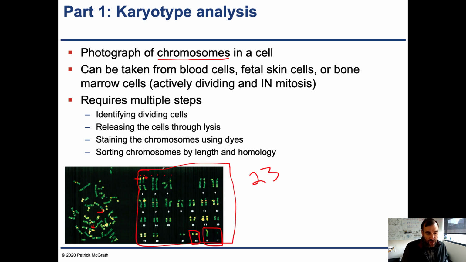And so if you're an experimenter that was doing this, you would just have to know the DNA banding pattern that you would expect for each chromosome and the relative size, and then you'd be able to create something that looks like this. So this is a karyotype.